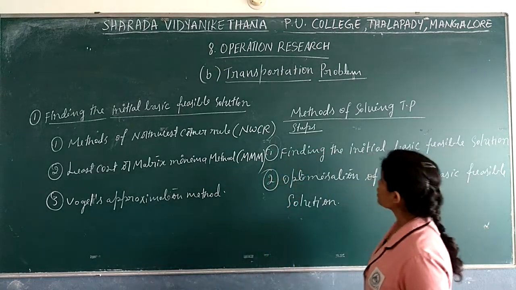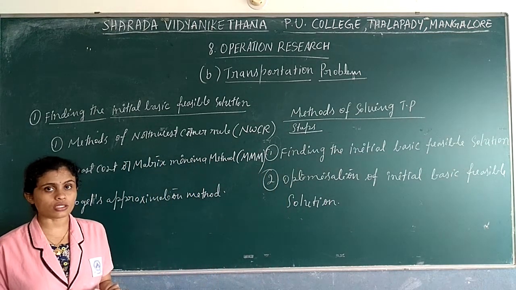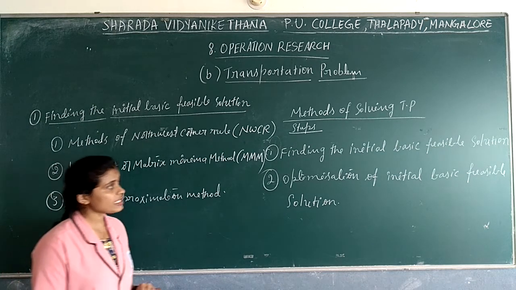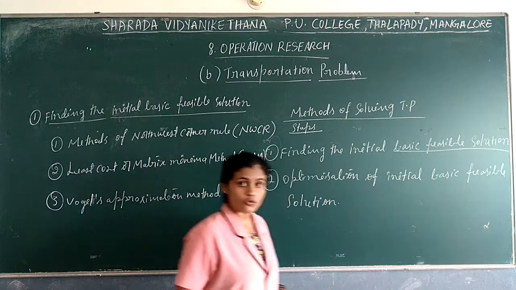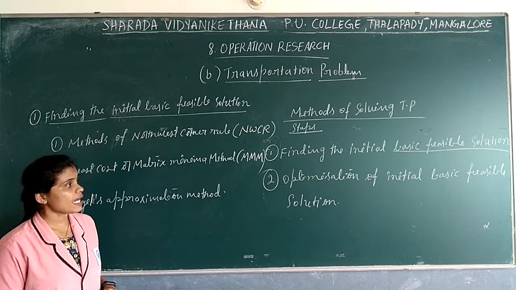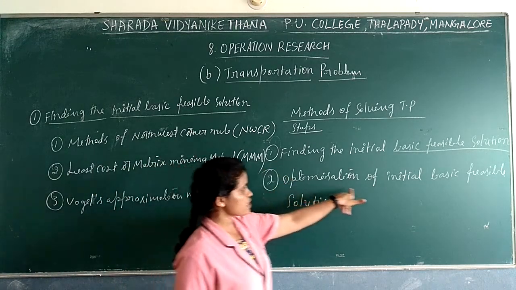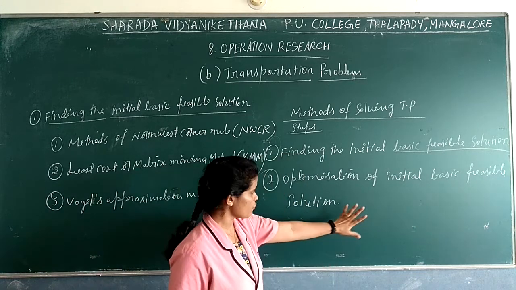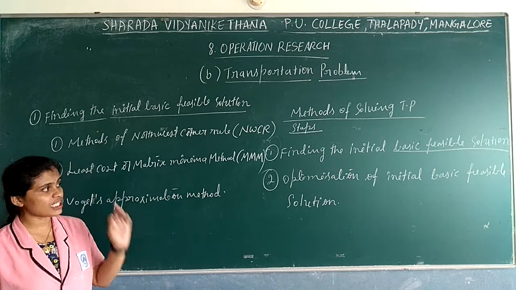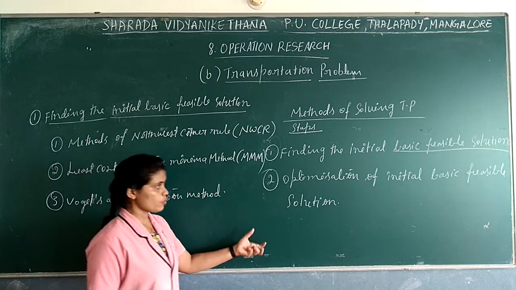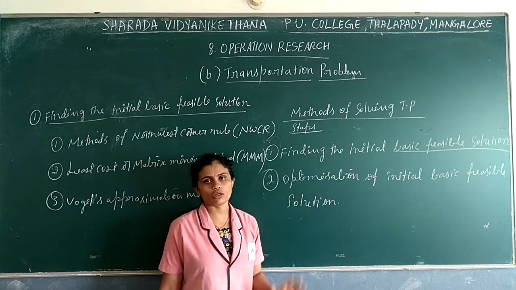So next we will see the methods of solving a transportation problem. There are two steps to solve a transportation problem. The first one is finding the initial basic feasible solution. We have seen what a basic feasible solution is. And the second one is optimization of the initial basic feasible solution which we have got in phase 1.